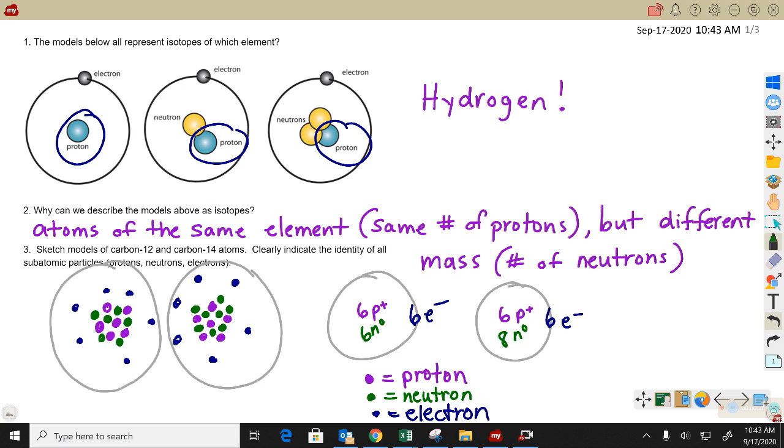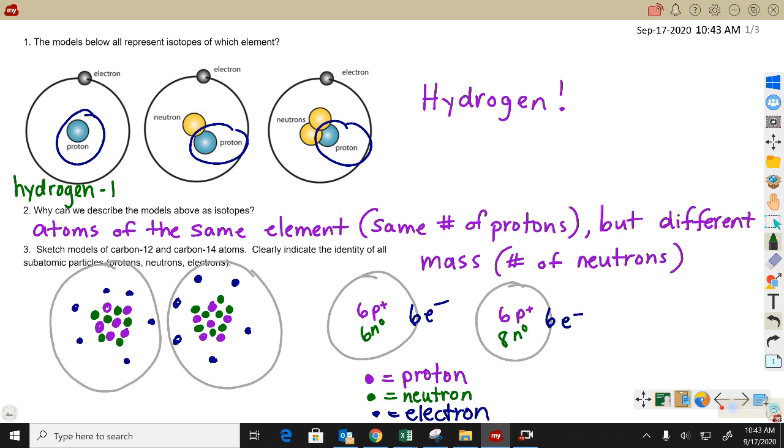Now there's a couple ways that you could see isotope symbols or names represented. If we wanted to go one step further, you could call this first one hydrogen-1, where the number behind the name is the mass, which really is the composition of the nucleus, the protons and the neutrons. Hydrogen-1 is the simplest atom on the periodic table. There's no neutrons, it's just a proton and an electron.